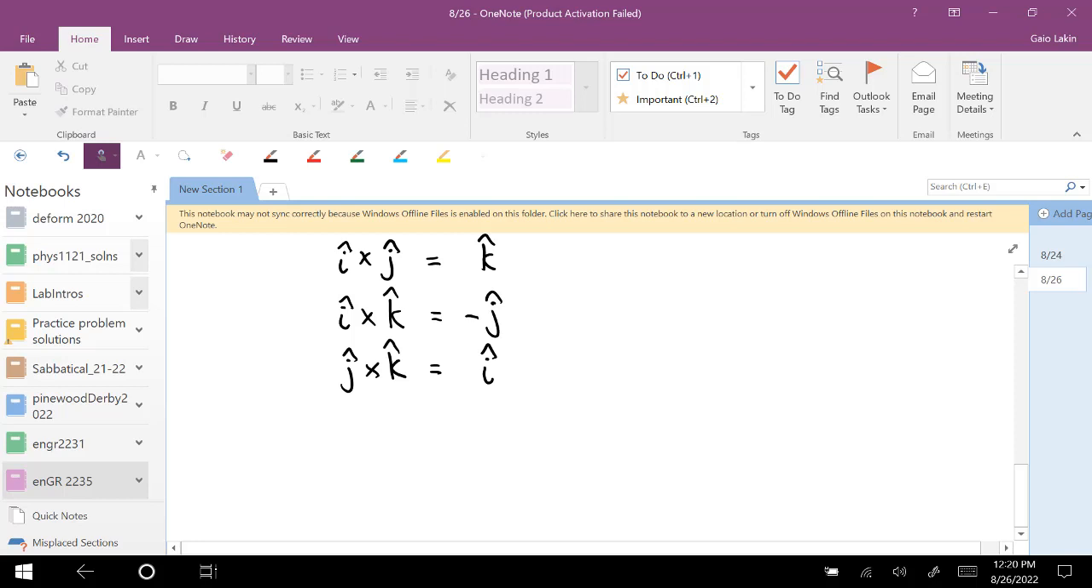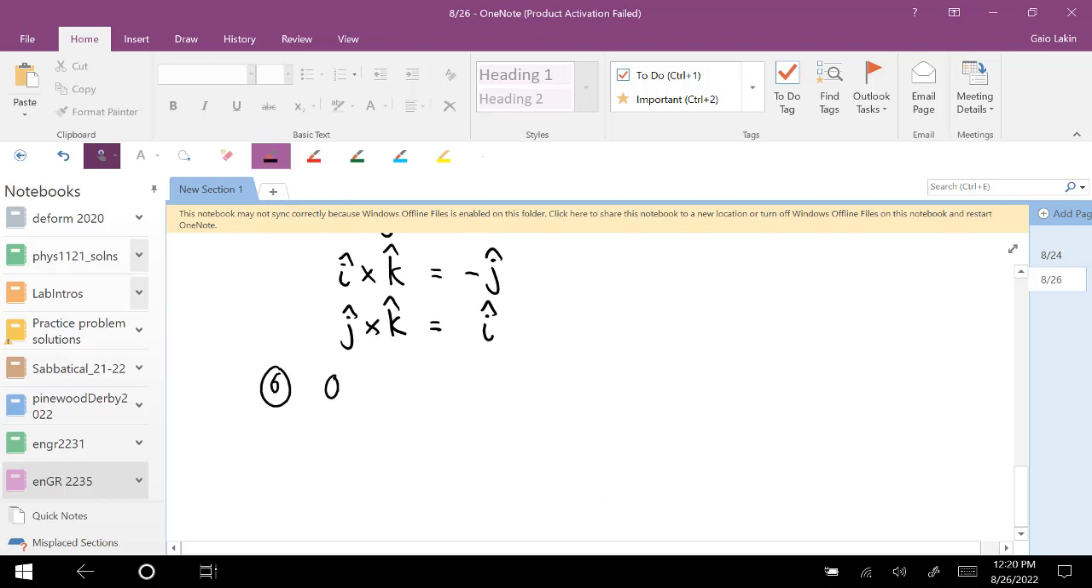A vector A dotted with a vector B versus a vector B dotted with the vector A. What's the relationship between those answers? They're the same. The order does not matter. With cross product, it does matter. So the last thing is order does matter for cross product.